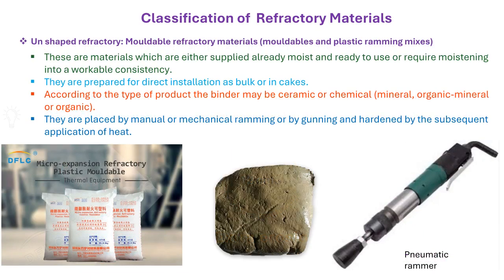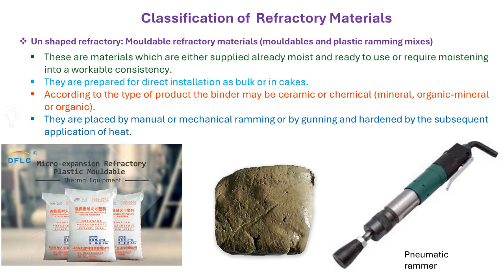Now let's look at moldable refractory materials and plastic ramming mixes. These represent a different approach to unshaped refractories. They are supplied either already moist and ready to use, or they need to be moistened before installation to get the right workable consistency. You can apply them directly as bulk material or in preformed cakes. The binder in these mixes can vary. It may be ceramic, chemical, mineral-based, organic mineral, or even purely organic, depending on the performance requirements.